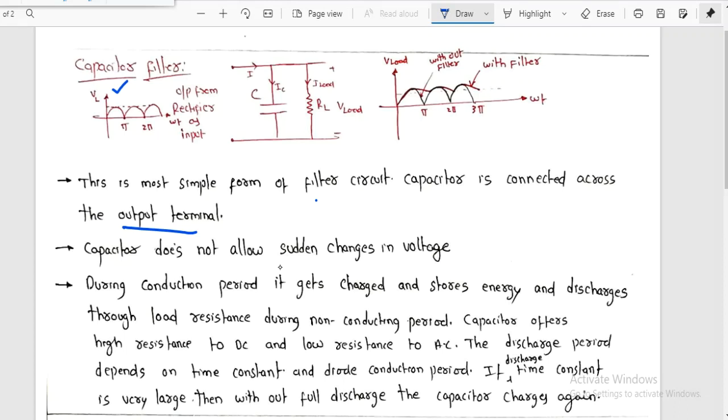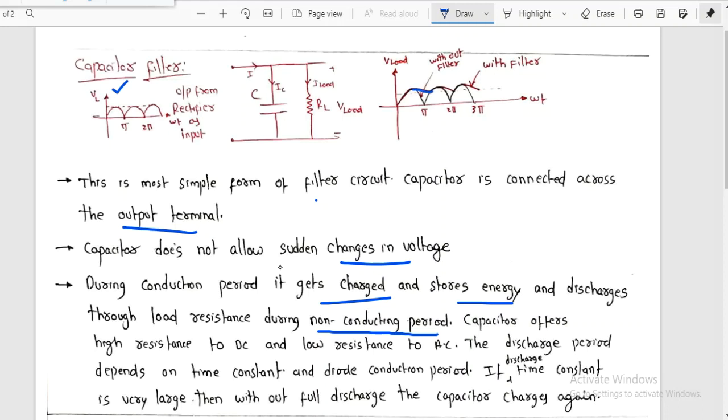Now, in this waveform, whatever ripples or AC component is present will be filtered out using this capacitor. One basic fundamental is that the capacitor does not allow sudden changes in the voltage. It operates like this: during the conduction period the capacitor gets charged and stores the energy, and it discharges the energy through the load resistance during the non-conducting period. So it gets charged during one period, and slowly it gets discharged. It gets charged and discharged like this.